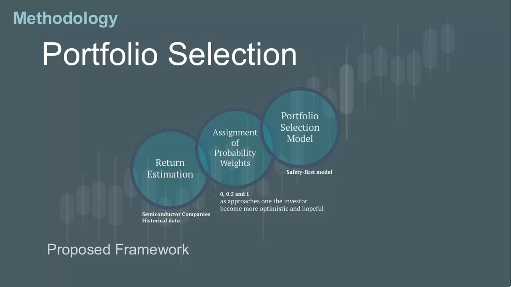Fifth, for testing purposes, companies that qualify the criteria are considered into a 0, 0.5, and 1 weighted portfolio. As the weight approaches 1, the investor becomes more optimistic and hopeful. Lastly, the resulting portfolio is compared to the benchmark market, which is the NASDAQ. This is done by comparing the return statistics of the portfolios.